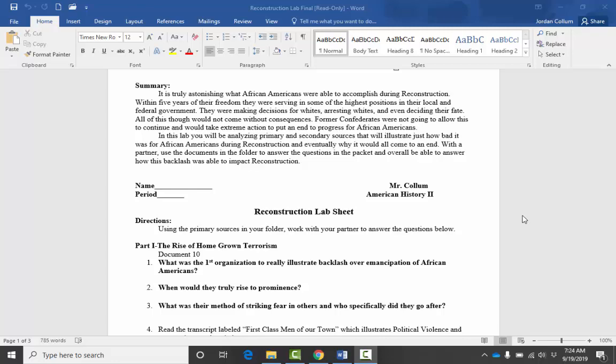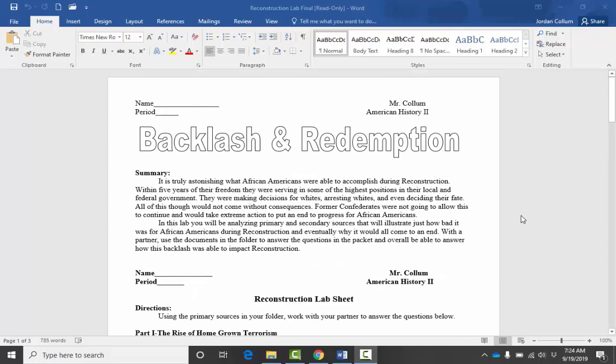But essentially, for this lab, you are going to be looking at the backlash and redemption, so the end of Reconstruction. We saw all the good things that came from Reconstruction, all the rights from radical Reconstruction that African Americans gained. Well, that's going to upset a lot of whites, and they're going to look to get redemption for having to give up these rights, and there's going to be a lot of backlash and violence and the taking away of rights and all that. So that's what you're going to learn about in this one.